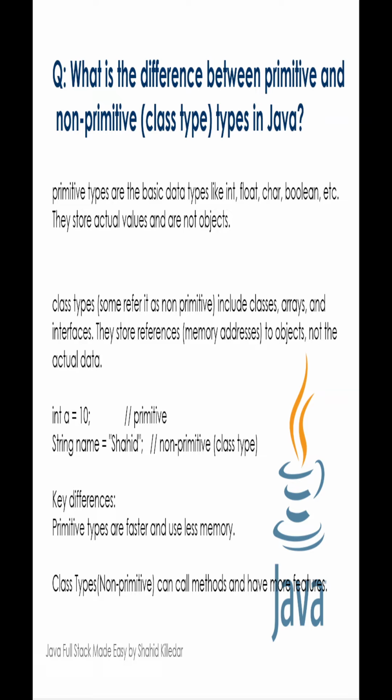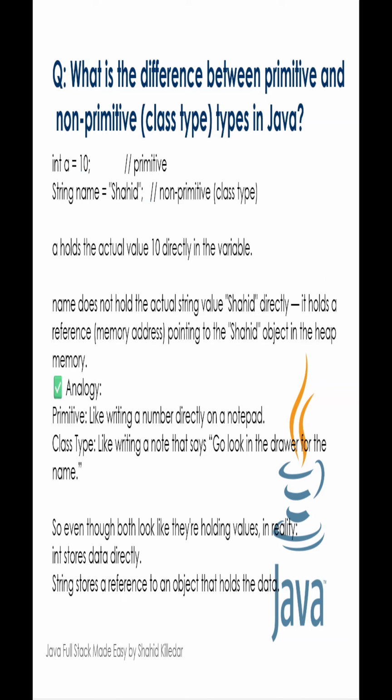Now the difference between primitive and class types is that primitive types are faster and use less memory, whereas class types can call methods and have more features. Now let's analyze this example which I shared here. int a equals 10, String name equals Shahid.